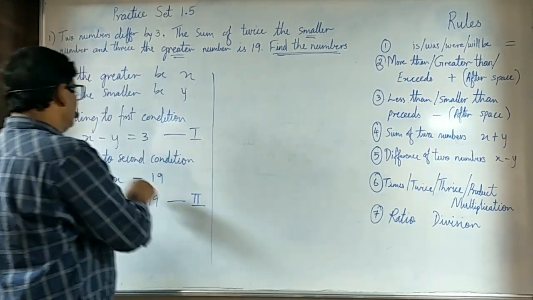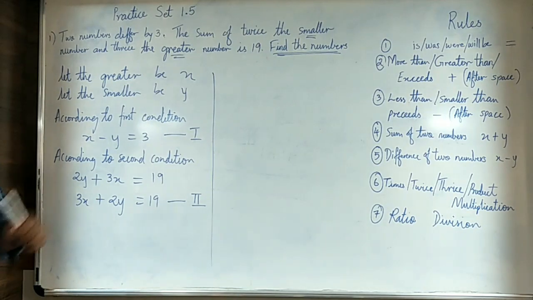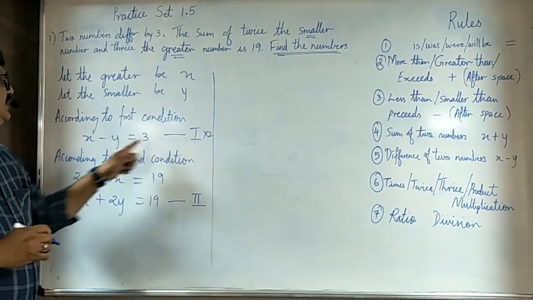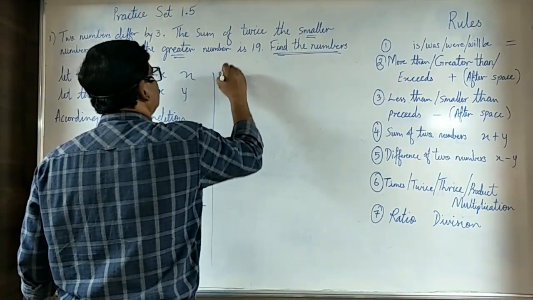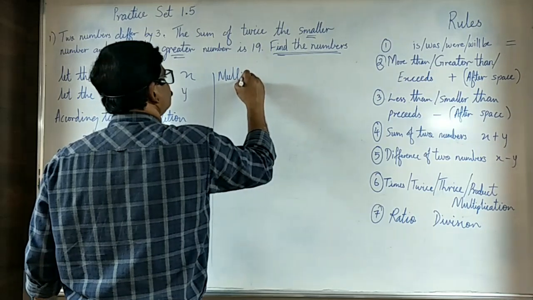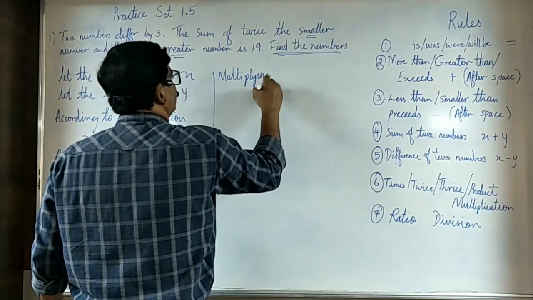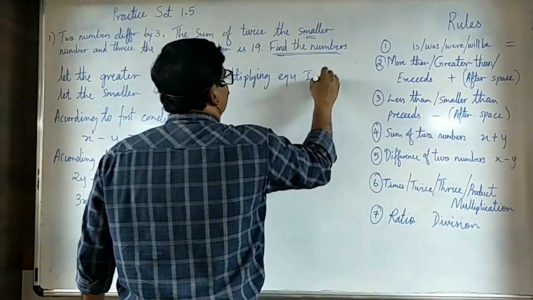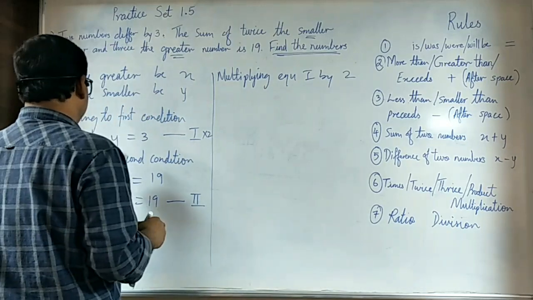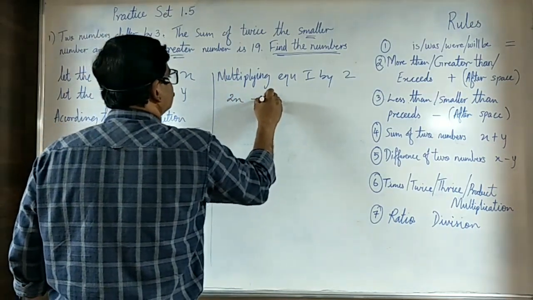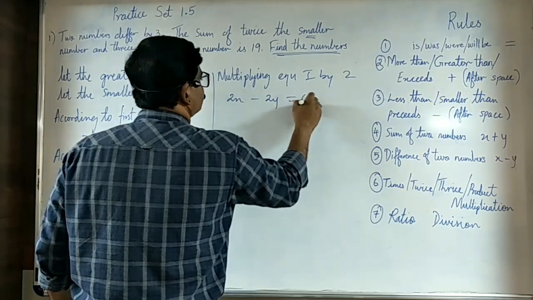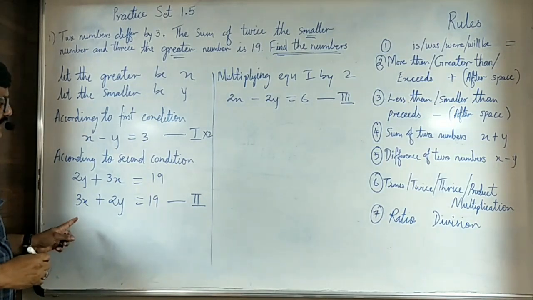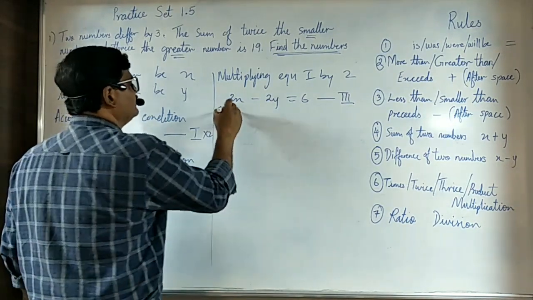Why am I trying to equalize? Because they have opposite signs. If I multiply equation number 1 by 2, I write here, multiplying equation 1 by 2. When I multiply, I will get 2x minus 2y is equal to 6, and that's my equation number 3. And then below that I will write equation number 2. What is equation number 2 over here?